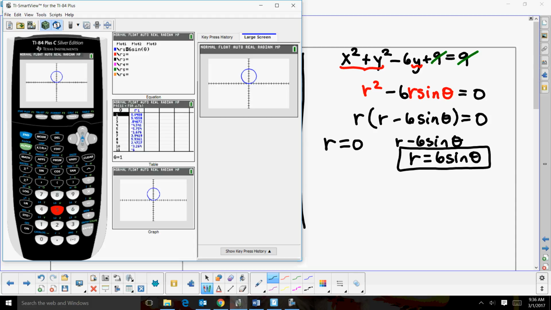Now what if I went second calc and picked some values? Let's start at 0 for theta. So here at 0, I'm right there. Think about if I plugged in 0, what's sine of 0? 0. So when theta is 0, I'm at 0. Now I'm going to do pi divided by 4. What will I get when I put in pi divided by 4 here?